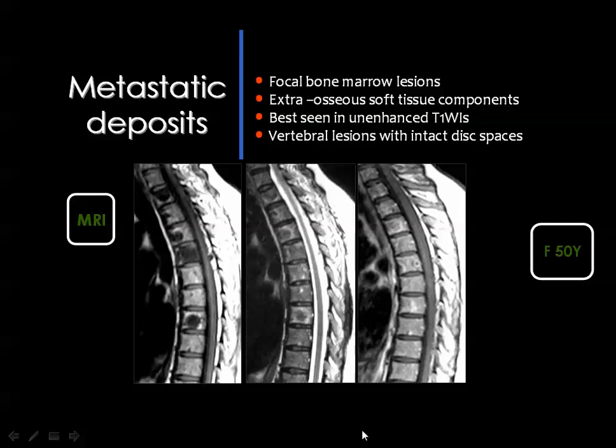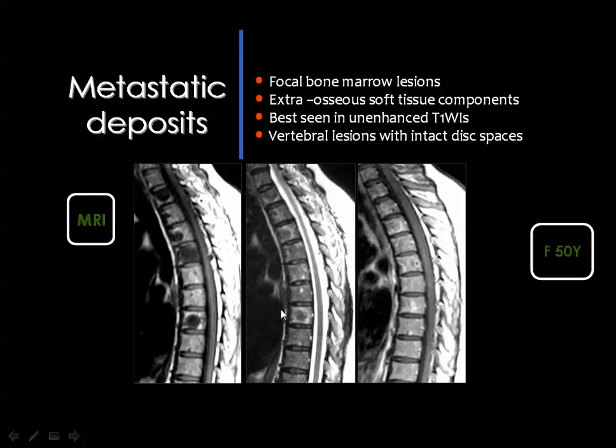Then one of the most important things for you to remember is that the most sensitive pulse sequence to see vertebral metastasis is T1 without contrast injection. And this is an example by sagittal T1, sagittal T2, and sagittal T1 post contrast. Then look here and you can easily appreciate the metastatic lesions in different vertebral levels.